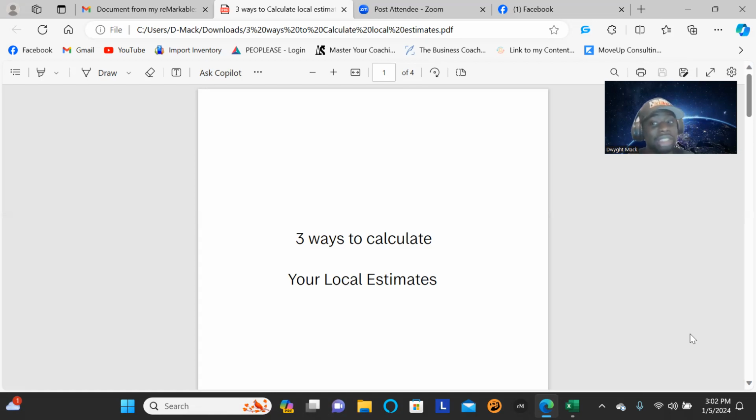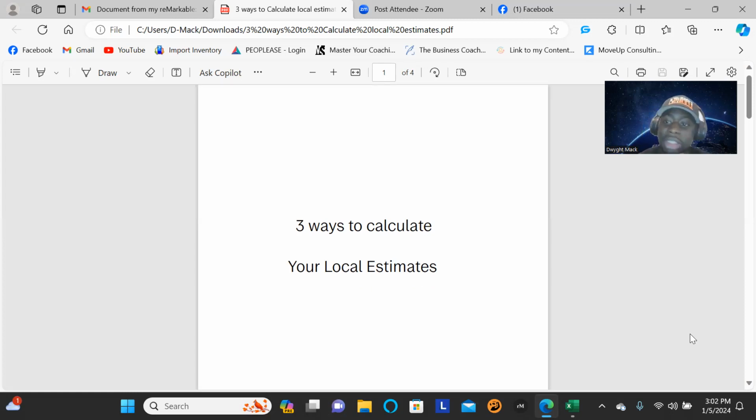Once you build a system where it becomes duplicatable and it's understandable by you, your staff, and everybody else, life becomes so much easier. Whether you've got a small move of only 1,000 pounds or a 30,000 pound move, the system is always going to be the same. So it's all about figuring out which way works best for you, and that's what we're going to go over today. Just 3 ways to calculate your local estimates.